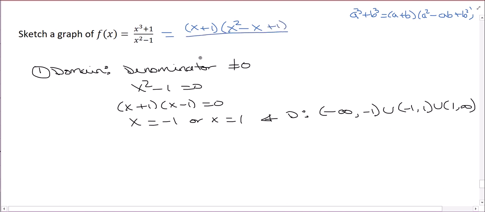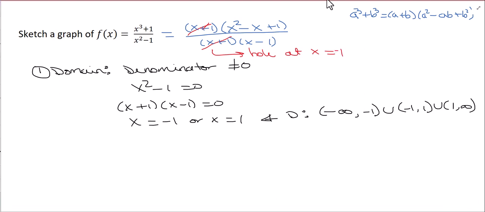And the bottom, as we saw in finding the domain, factors into x plus 1 times x minus 1. So notice that we can cancel this x plus 1 term. Now from the earlier chapters, what does this mean? This means that we have a hole at x equals -1. So notice that this does not change our domain, right? The function is still undefined at this point.